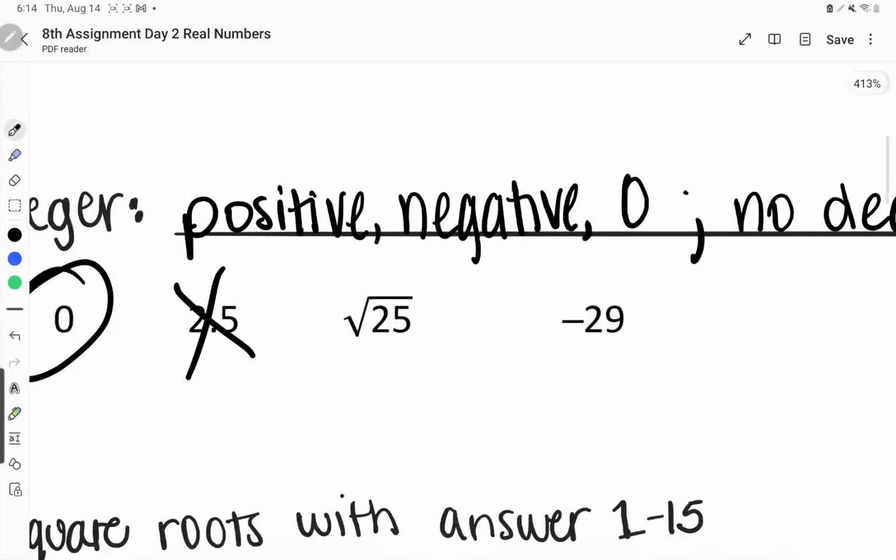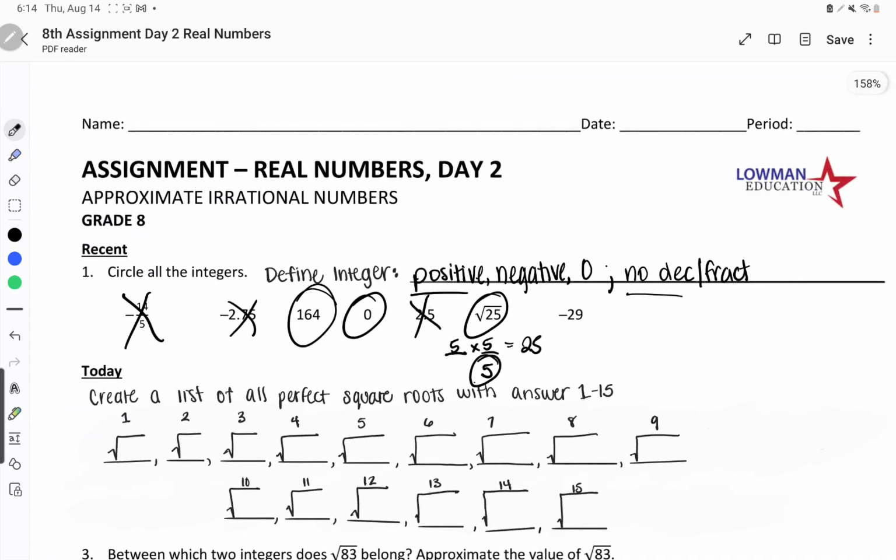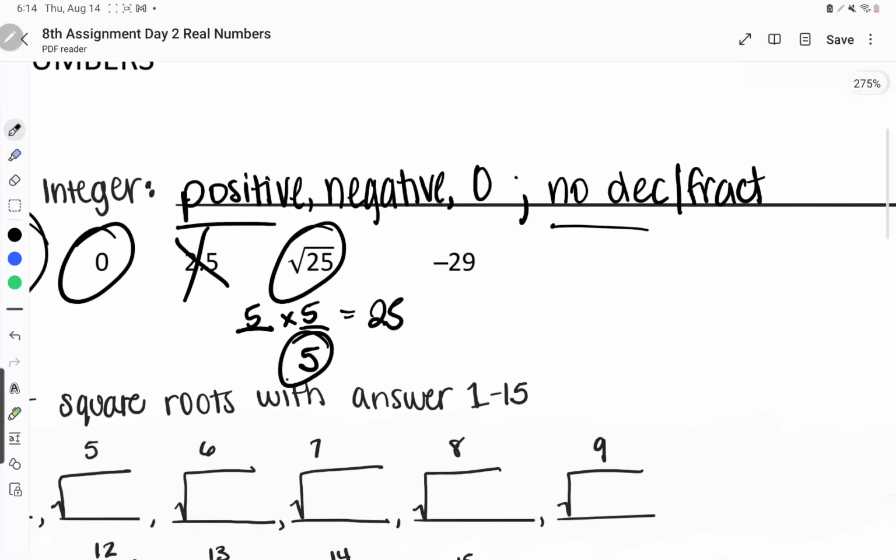The square root of 25. Now, when we think about the square root of 25, we have to ask, what times what equals 25? The square root of 25 is 5. Okay, so is 5 an integer? Yes, 5 is an integer because that's a positive number with no decimals. So the square root of 25 would be an answer. And what about negative 29? Negative 29 is a negative number with no decimals, so that one also applies.